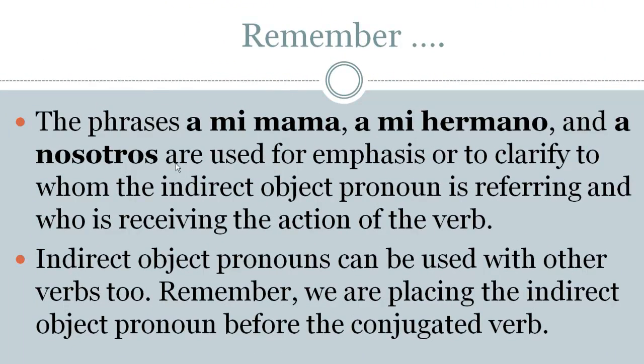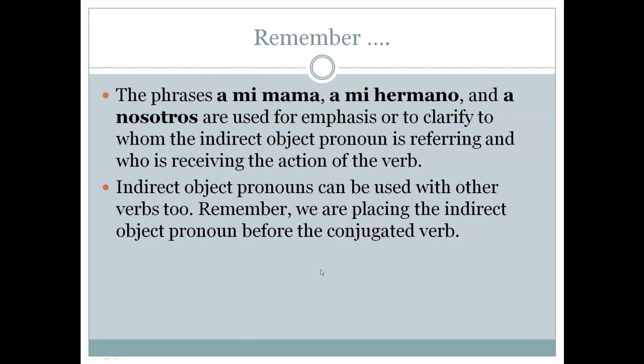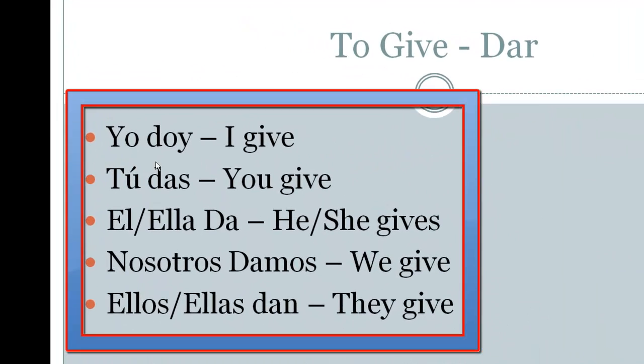The phrases a mi mamá, a mi hermano, and a nosotros I use for emphasis or to clarify. So basically, you don't have to use them. We write them, but in reality, if you don't have them, you will be okay. Remember to place the indirect object pronoun before the verb.